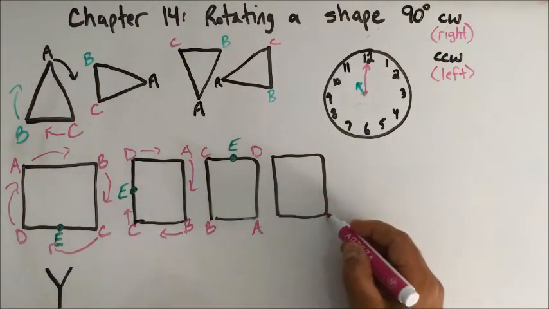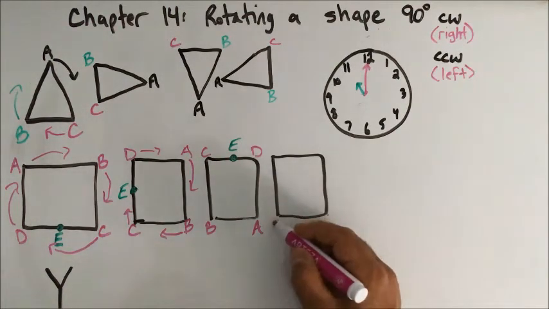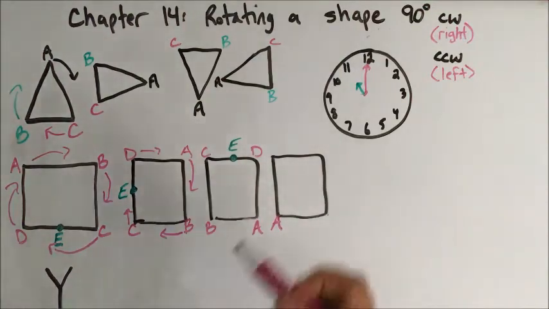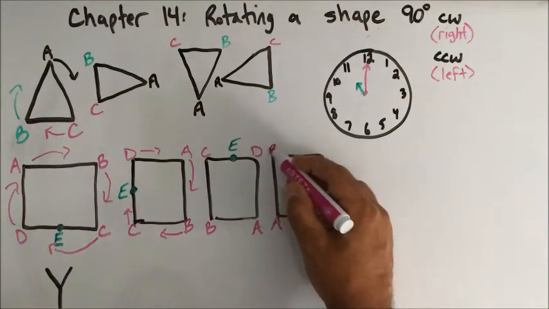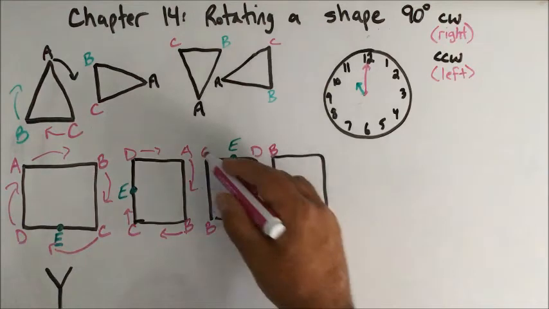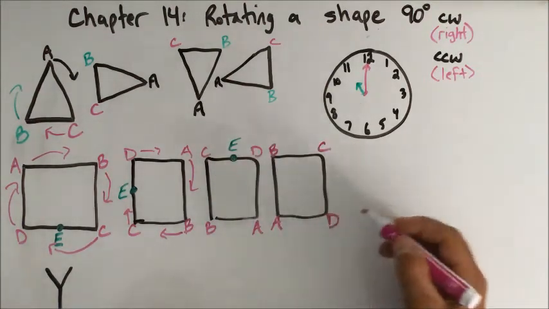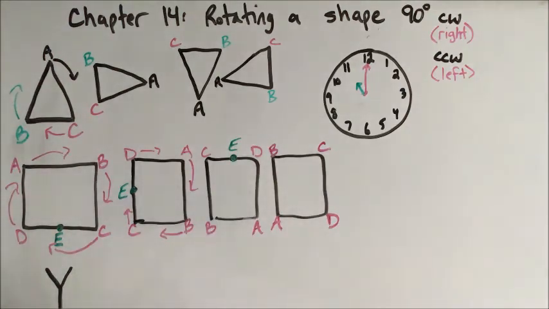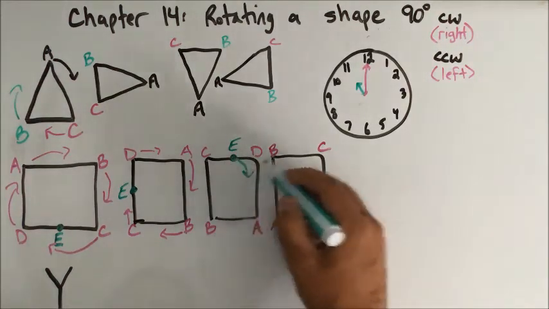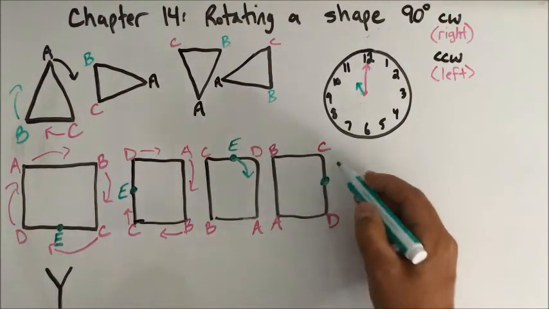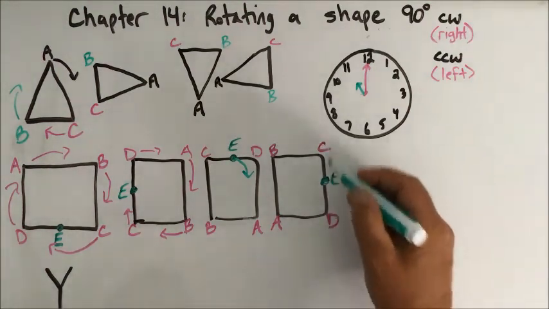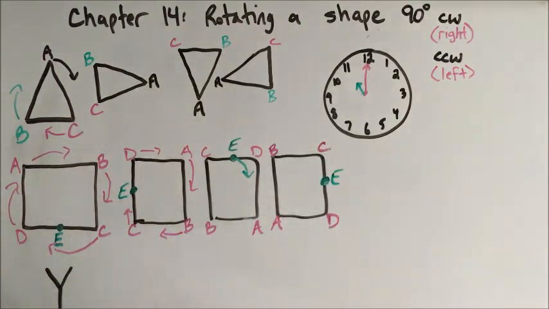And then in my last rotation, A was here. Now A is going to rotate to here. B is going to rotate up to the top left. C will rotate to the top right, and D will rotate to the bottom right. And that letter E will rotate to the middle on the right, once again in between C and D.